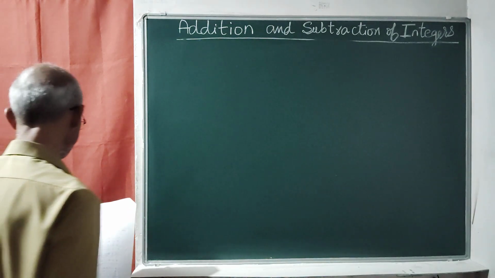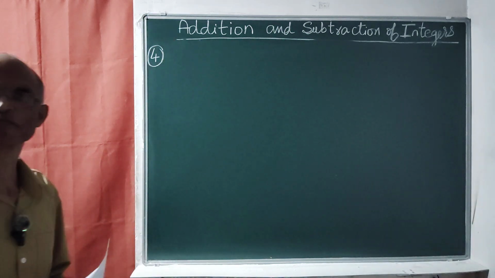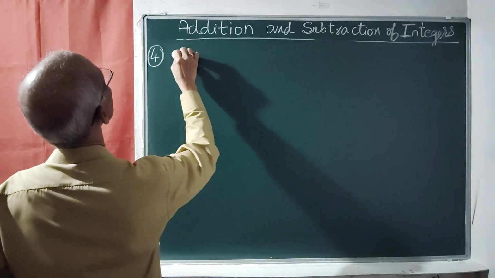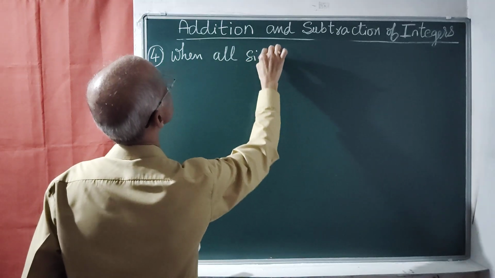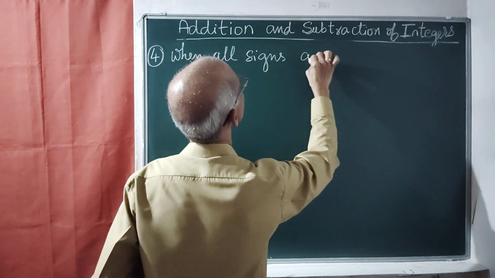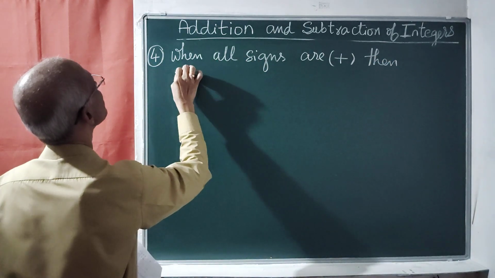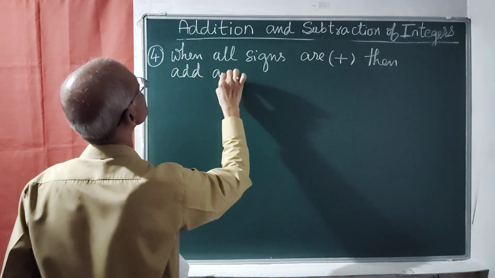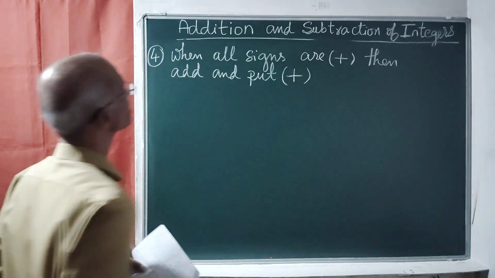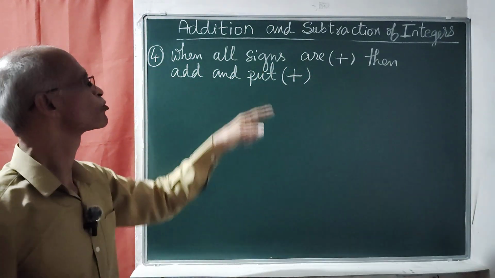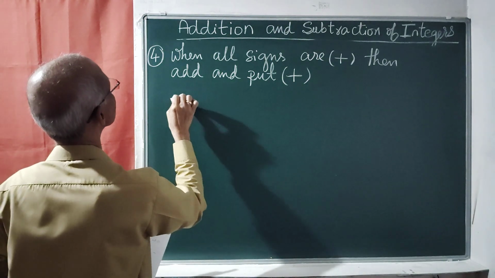Now we'll see the next case. When all signs are plus, then add and put plus. Suppose I have got so many numbers in a row.